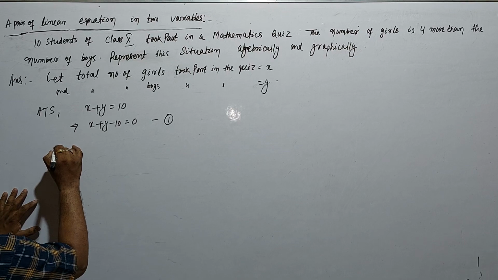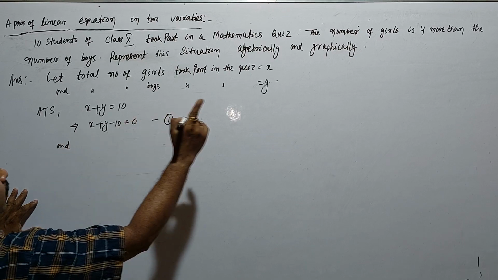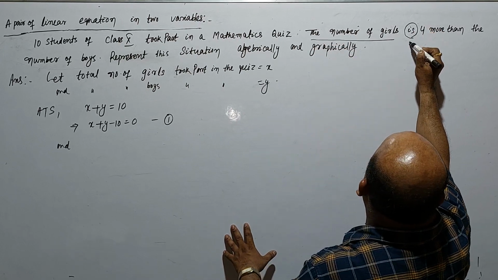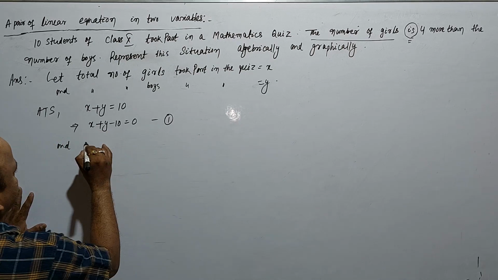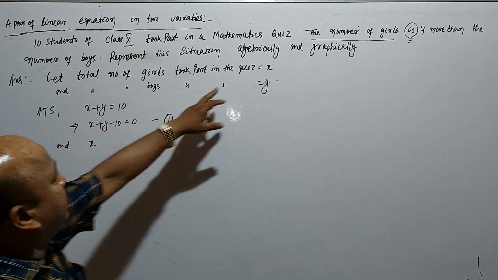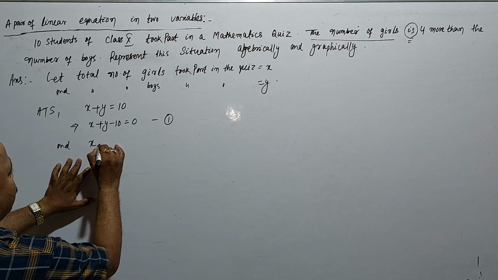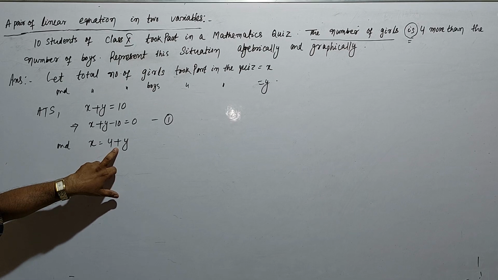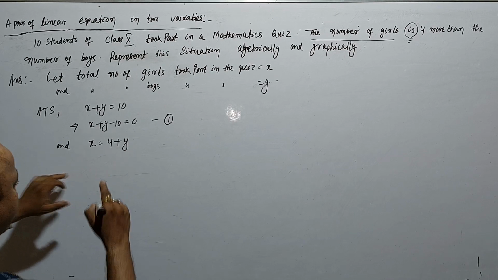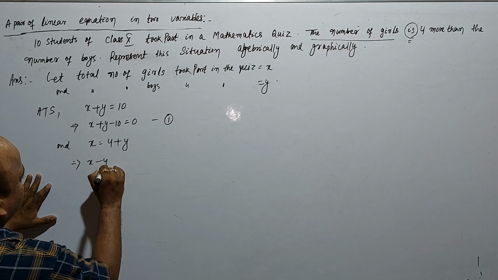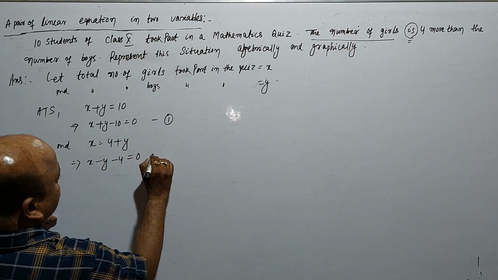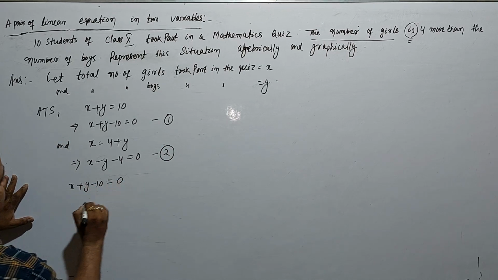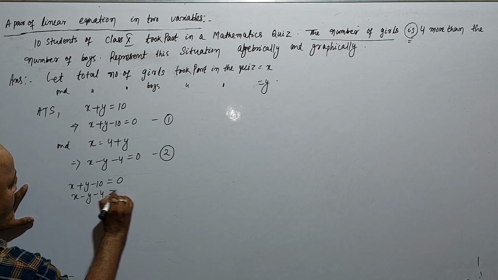Now second, and also the number of girls is equal to, that means what? So the number of girls means we write here x. How many girls taken part in the quiz? x equal to 4 more than the number of boys. Yani 4 more means plus, the number of boys means y we take. So that implies x minus y minus 4 equal to 0. So here students, x plus y minus 10 equal to 0, x minus y minus 4 equal to 0.